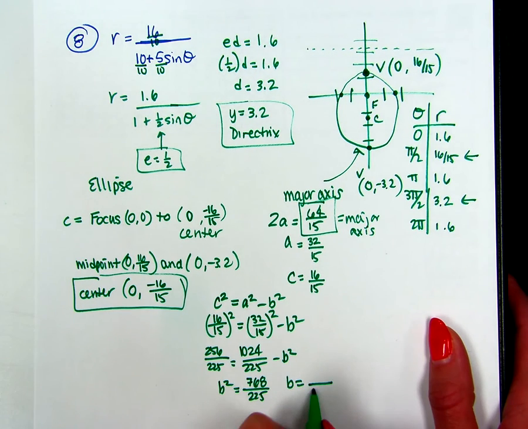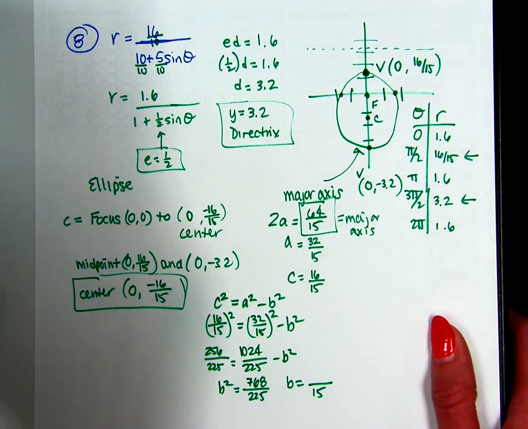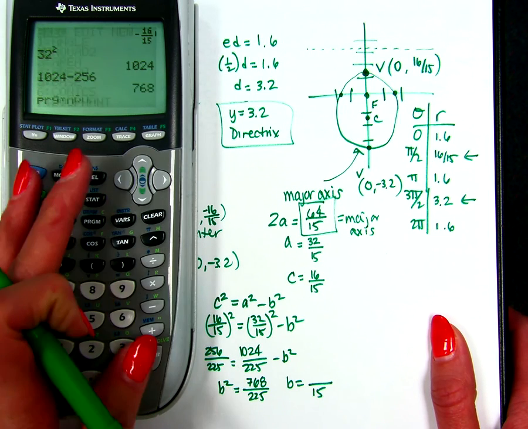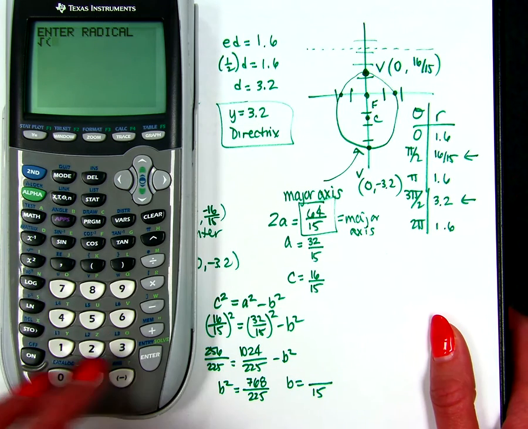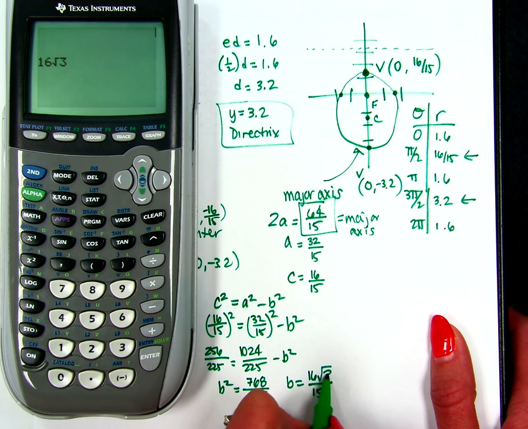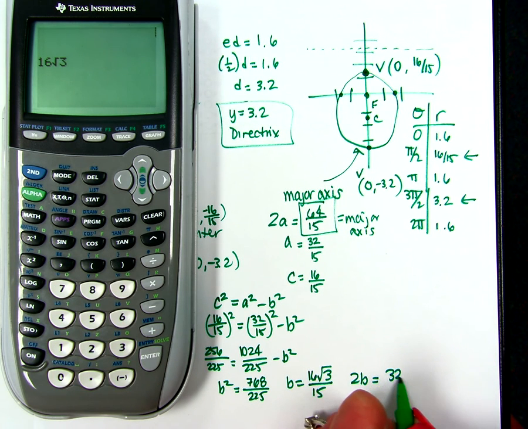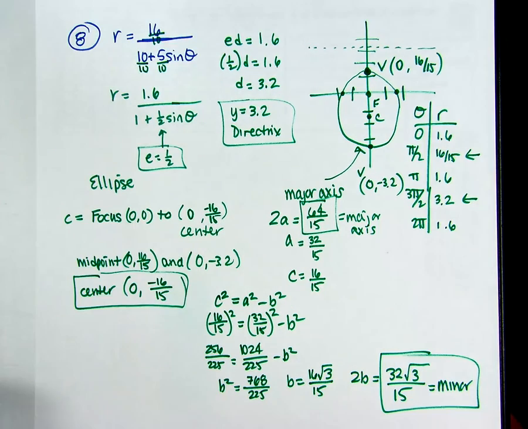So the square root of 225 is 15. The square root of 768, I'm going to run my a quad program, and my radical is 768. So 16 root 3. All right, so since my minor axis is 2b, I just have to double that. So it's going to be 32 root 3 over 15. So that's the length of my minor axis. All right, and then I believe we have answered all the questions.